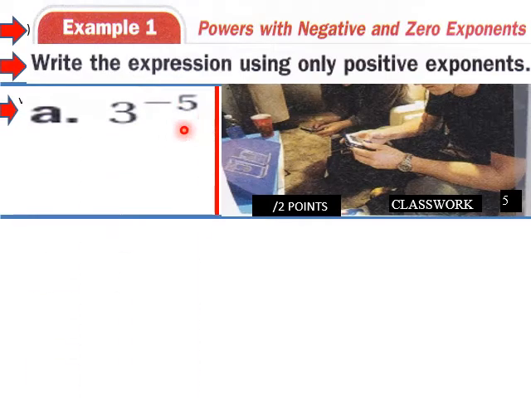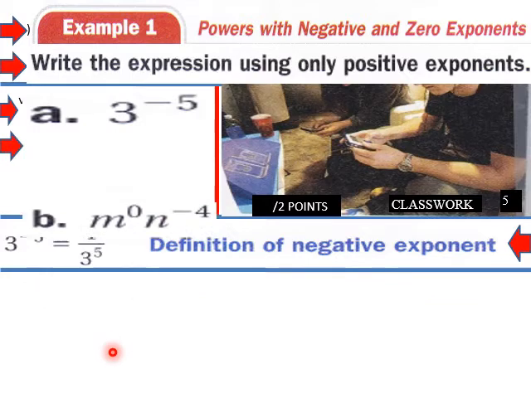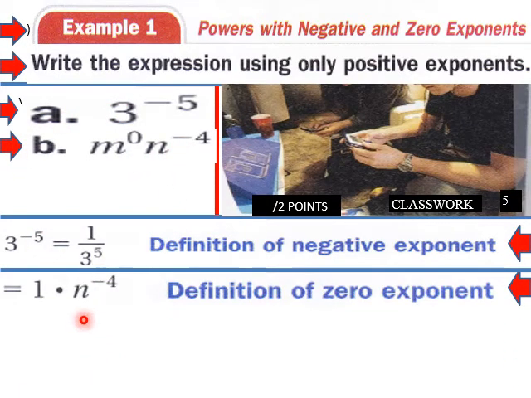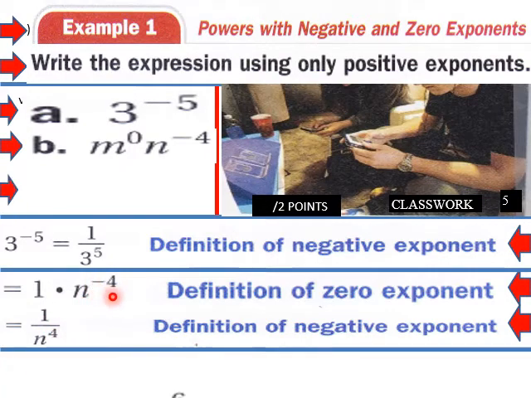Write the expression using only positive exponents. So how will we write that? We would flip it. 3 to the negative 5th would be 1 over 3 to the 5th, by the definition of a negative exponent. How would we write this now using only positive exponents? m to the 0 would be 1, times n to the negative 4. What would that become? It becomes 1 over n to the 4th power. Now we have a positive exponent in the denominator.